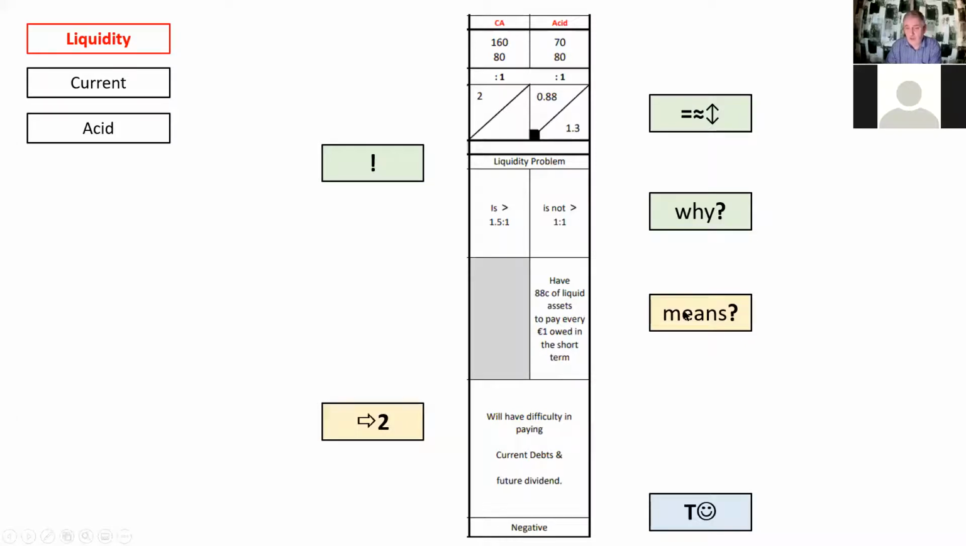Okay, so that is an explanation of what it means to have a liquidity problem. What does a liquidity problem lead to? It means that we will have difficulty in paying our current debts and also perhaps paying future dividends. And again, the shareholders will not be happy with this because not only are the figures not acceptable, the trend is that they are getting worse.